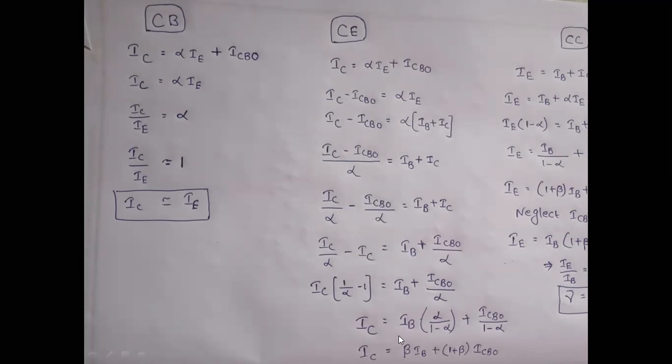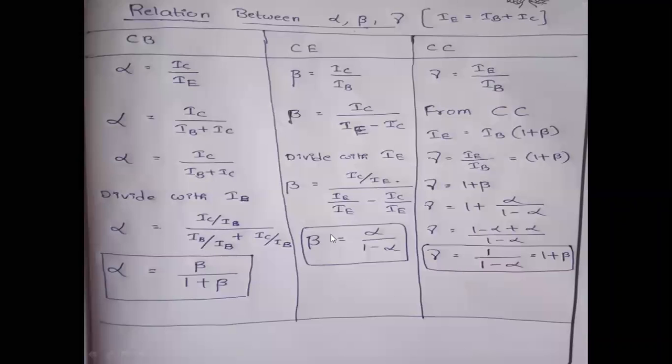That means here you will get IC equal to beta IB plus (1 plus beta) into ICBO. How will you get it? Alpha by (1 minus alpha) equal to beta, 1 by (1 minus alpha) equal to 1 plus beta. These relations are available. Here I can give the clear relations. Please go through this.